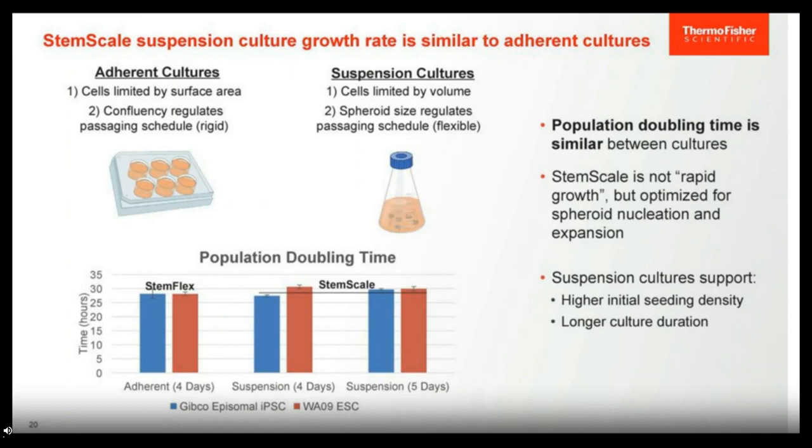As I mentioned in the introduction, because adherent cultures are limited by surface area and by a rigid passaging schedule dictated by confluency, they're unable to achieve these large numbers of cells. Whereas suspension cultures are limited by volume, and with this extra dimension, they can support higher numbers of cells to be fed into cultures. And because spheroid size is what regulates the passaging schedule, this is much more flexible than confluency. It can allow cultures to grow for longer periods of time, thereby ultimately enabling a rapid scaling up using the same population doubling time.